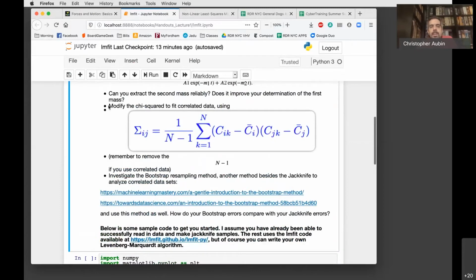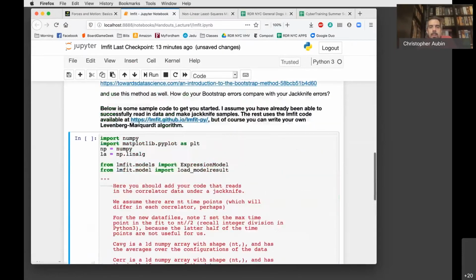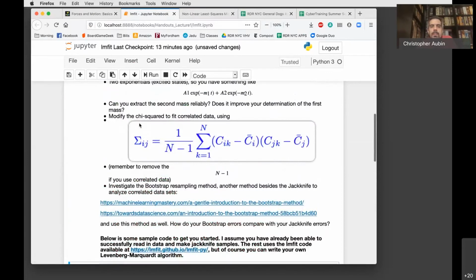And most interestingly, and probably most importantly, would be to see what happens when you try to modify everything in order to do a correlated fit. That's going to be a little bit more work with the LM-fit module.